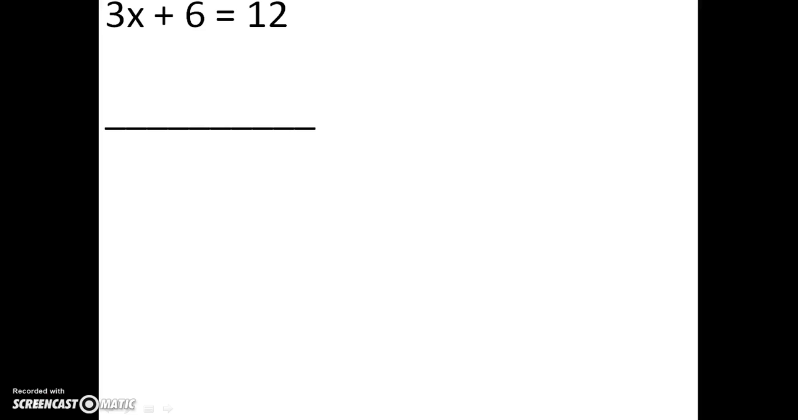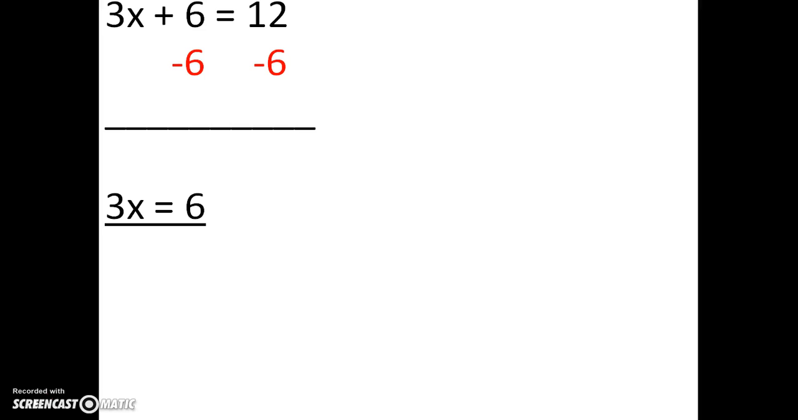This one is 3x plus 6 equal 12. As always, my first goal is to get the number closest to x by itself. So I need to do something with that plus 6. I'm going to subtract its opposite on each side, which will be negative 6. I will get my 3x by itself on the left, as well as on the right. 12 minus 6 is equal to 6.